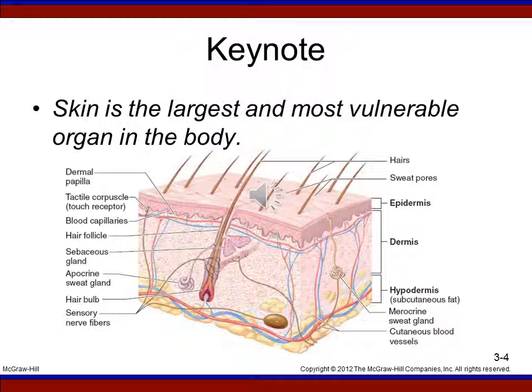Okay? Understand that the skin is part of the integumentary organ system. An integumentary organ system consists of skin, hair, nails, sweat glands, as well as sebaceous glands. And so sweat glands and sebaceous glands are inside the body. Okay? However, think of the skin outside, largest and most vulnerable organ.